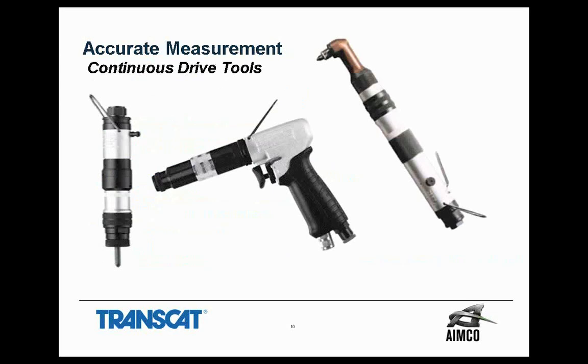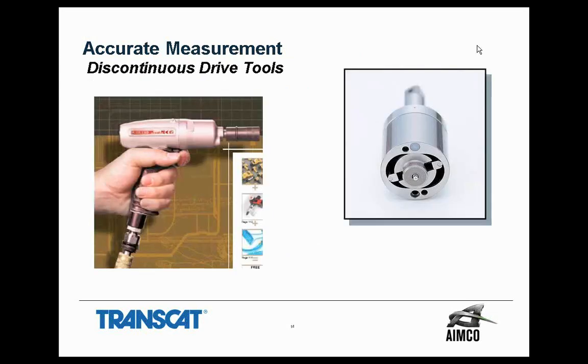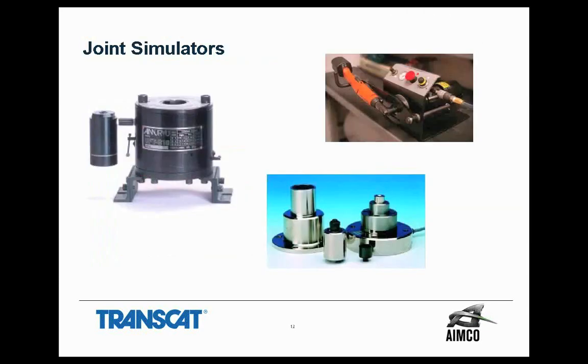Here are some illustrations of different types of power tools: inline, pistol grip, right angle. Here's an example of pulse tools. Pulse tools are kind of unique. They don't have torque reaction, but they have multiple torque events in one tightening cycle, so you have to have an analyzer that can distinguish those. Discontinuous tools are really affected by differences in joint rates, much more dramatically than a continuous drive tool. So it's really important you identify the joint rate when you're using a momentary or discontinuous tool.